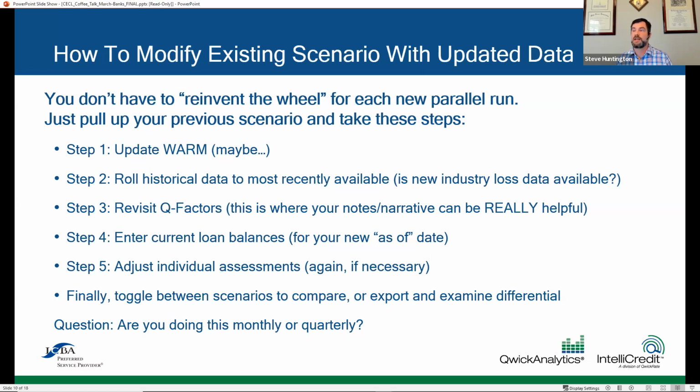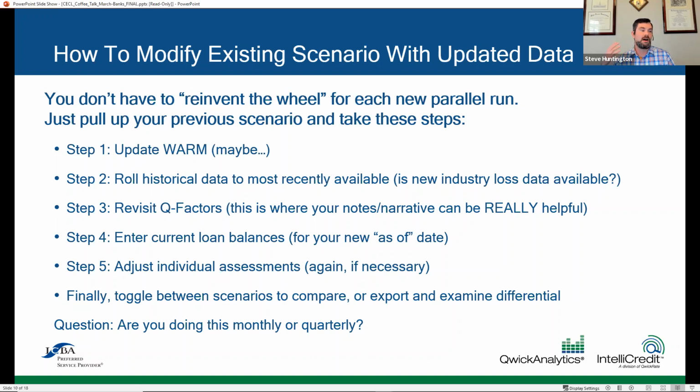Third step is just revisiting qualitative factor adjustments. Since the last time you ran it, you're going to go through segment by segment. You're going to look at the narrative that you built around those qualitative factor adjustments and decide whether you think anything needs to be modified because of changes in the environment, the economy, or in your own credit picture.